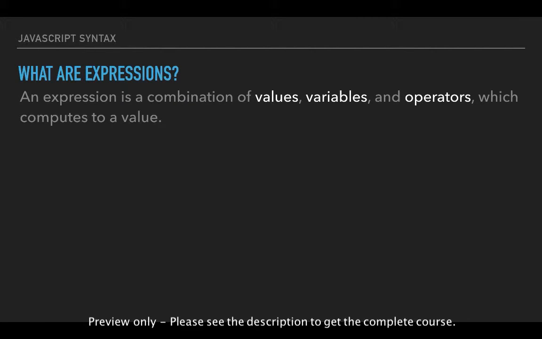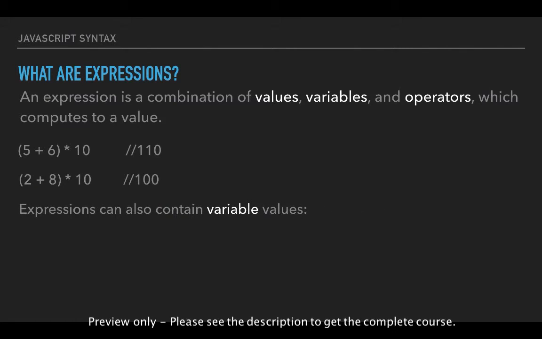What are expressions? An expression is a combination of values, variables, and operators. So in the previous example, we saw 5 + 6 * 10. This is nothing but an expression. It has values and it has operators. So 5, 6 and 10 are numeric values, and the plus sign and multiplication sign are the operators. Similarly, 2 + 8 * 10.